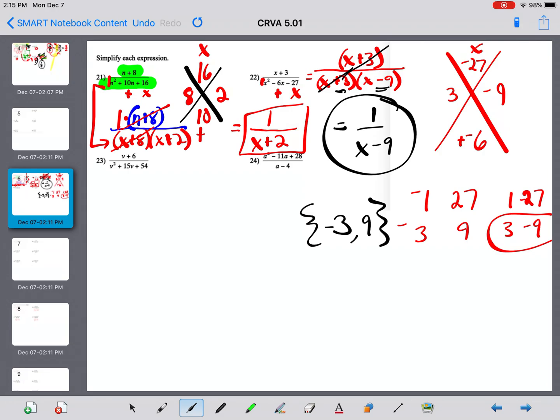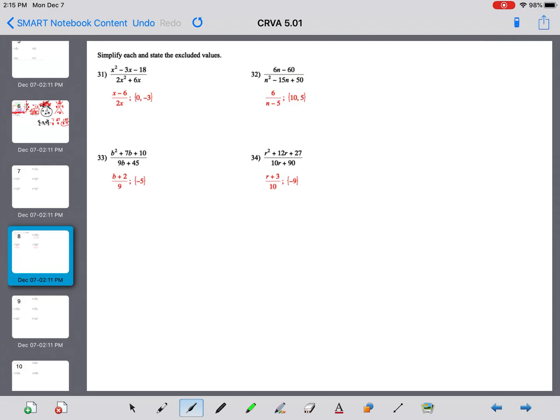Alrighty, so that's factoring a trinomial with a equal to 1 and then reducing out or canceling out your common factors. It'll get a little bit more difficult. I'll cover this set in the next video.